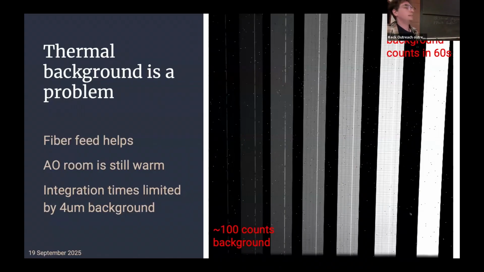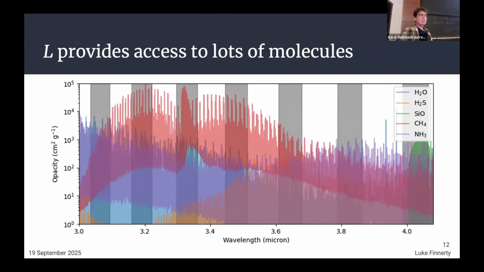We're background limited in terms of signal and noise. We're kind of just buried in the background, and it's actually setting our integration times to avoid the nonlinearity just off the thermal background. Now that's potentially worth it because we get access to a bunch of really interesting molecules.